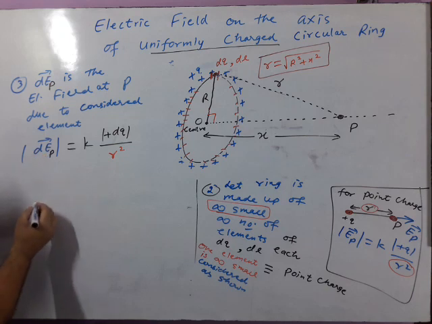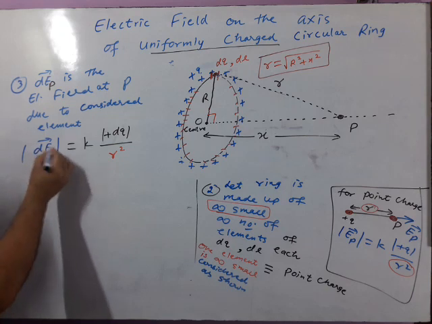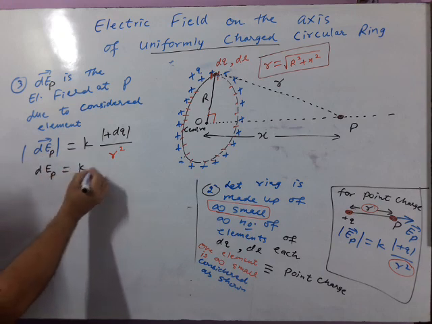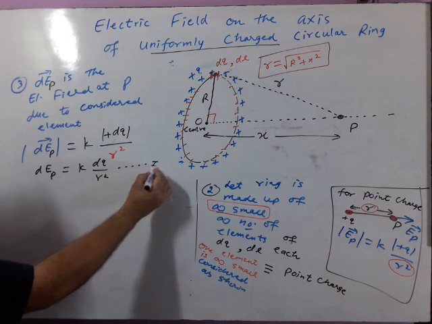So this is the magnitude of the electric field. You can write this magnitude without any vector notation and without the mod sign. So the mod of this is k dq by r square. This is equation 1.